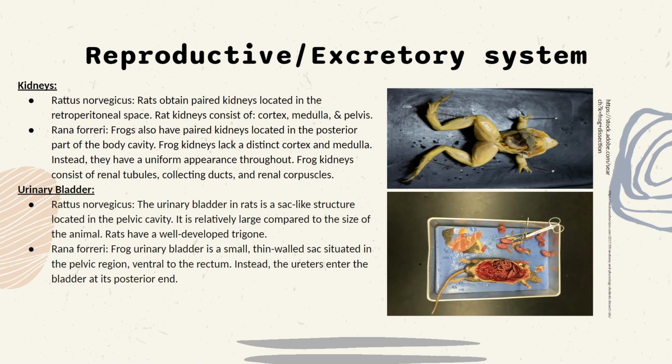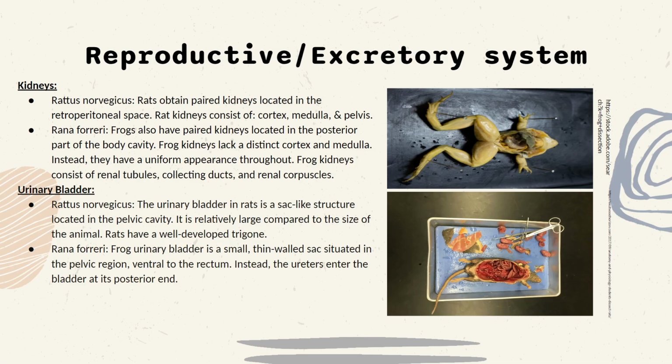However, frogs also have paired kidneys located in the posterior part of the body cavity. Frog kidneys lack the distinct cortex and medulla. Instead, they have a uniform appearance throughout. Frog kidneys consist of renal tubules, collecting ducts, and renal corpuscles.